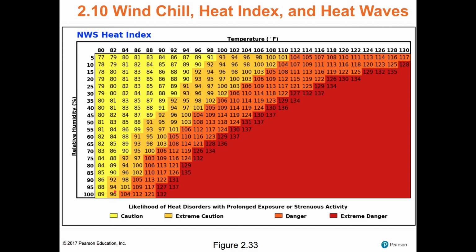We cool ourselves not by sweating, but by the evaporation of sweat. So if the relative humidity is 100%, that means there's no energy to evaporate water. All the energy got used up making it feel hot. So if it was 80 degrees with 100% relative humidity, it would feel like 89 degrees. And you'll notice there are places that are off the chart.